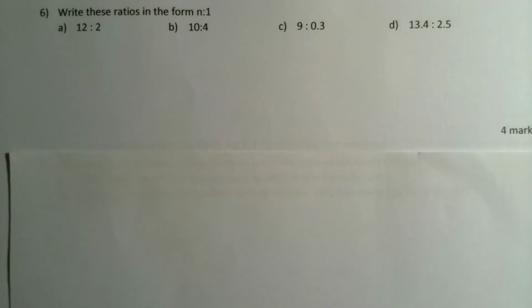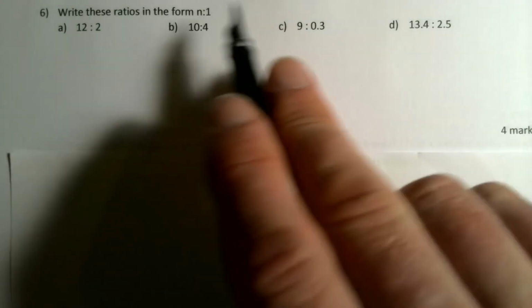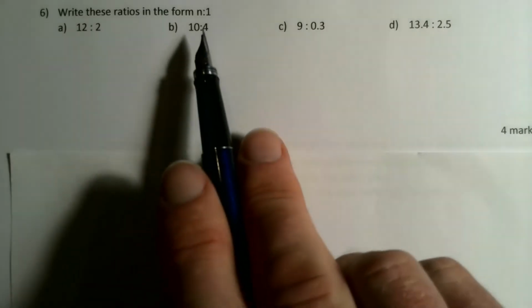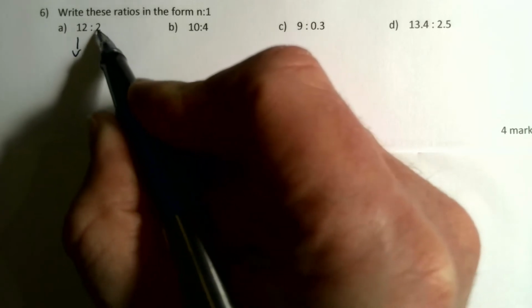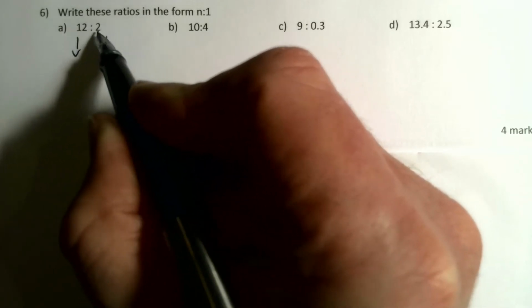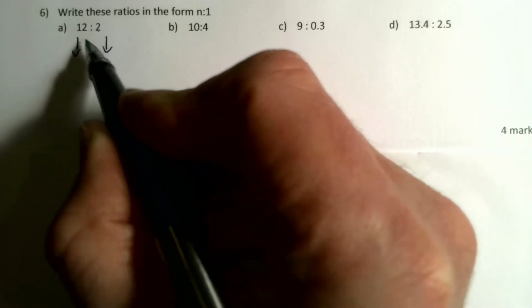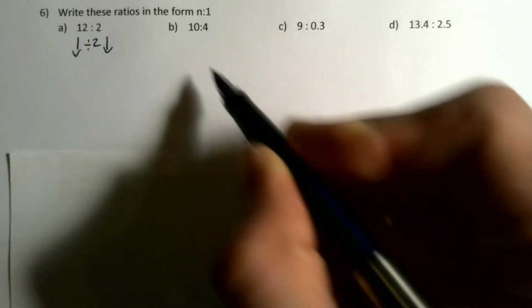Next up, ratios in the form n to 1. So see what you think of this. Now sometimes it might say 1 to n. The important thing is that whichever side it says is 1, that's what it's got to be. And in order to get to that, all you have to do is divide both sides by whichever number you want to become 1. So I want the 2 to become 1.